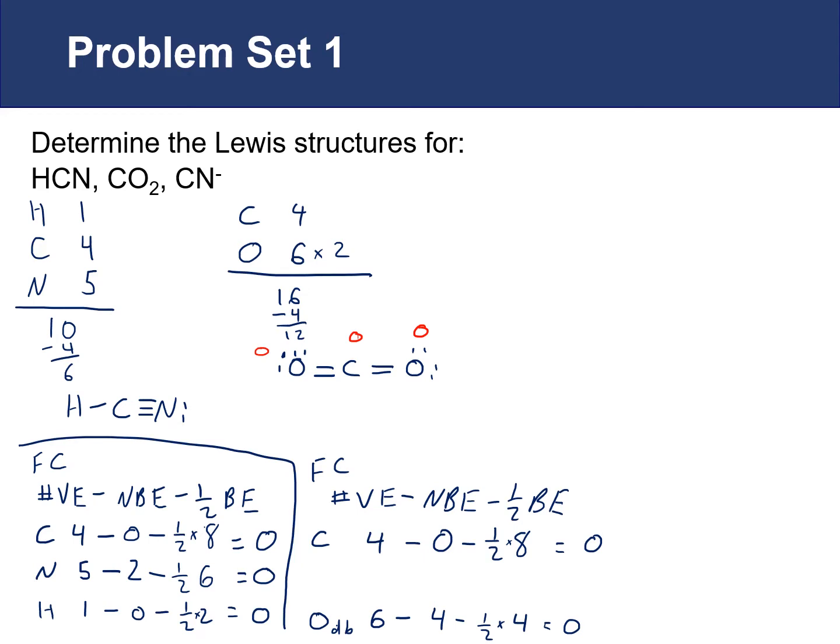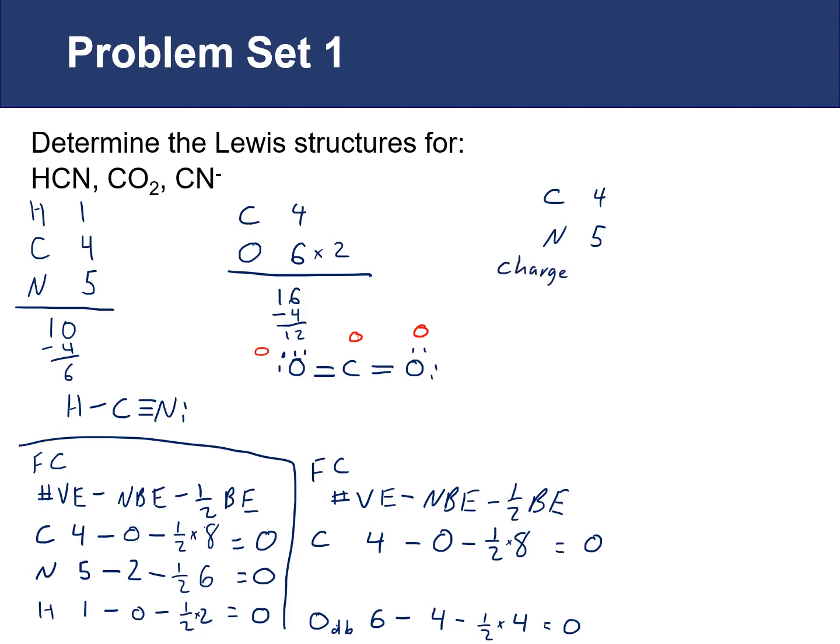Our next example, CN-, is very similar to our first one. The only difference is now we have a charge. So we have a carbon, which has 4 valence electrons. We have a nitrogen, which has 5. This time we don't have a hydrogen, but we have a charge.